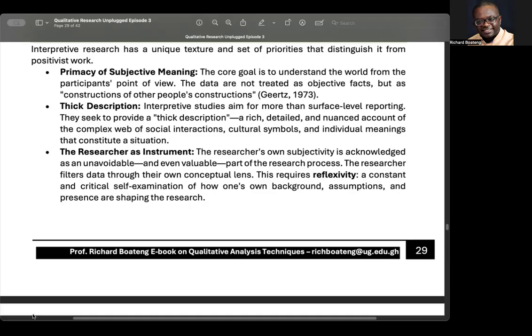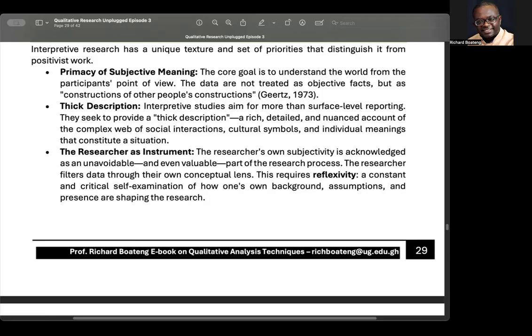The guide also highlights some key characteristics specifically of interpretive case studies. What makes them distinct in their approach? Building on our earlier discussion, interpretive studies have some core hallmarks. First is the primacy of subjective meaning. The central goal is understanding the world from the participant's point of view. As Geertz famously said, interpretive analysis is about understanding constructions of other people's constructions of what's going on.